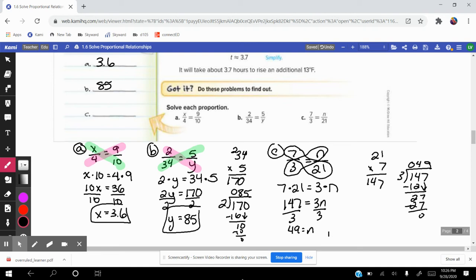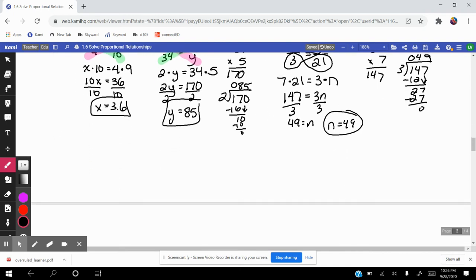Let's put our variable on the left side. N equals 49. And put that over for letter C. Let's continue.